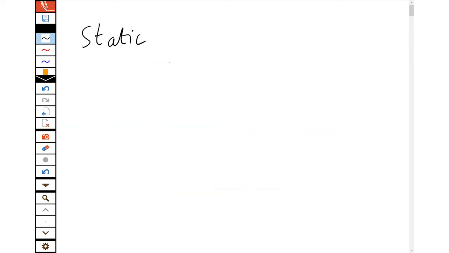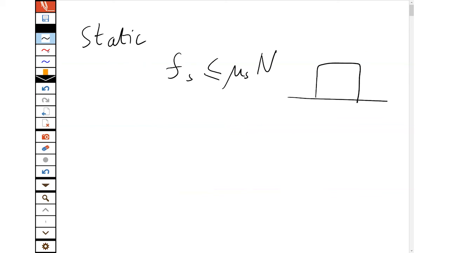The static friction is less than or equal to the coefficient of static friction times the normal force. Now remember, we saw the normal force a moment ago. It's the force between the surface and an object. So that makes sense. The more the surface is pressed against the object, the greater friction can work between them.